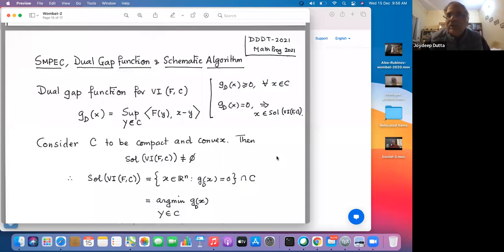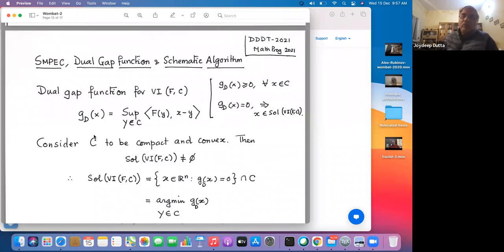So given a variational inequality problem, a gap function is a function which would always be non-negative over the set C, the feasible set of the VI. If the gap function G(x) is 0 at any point, then that point is a solution of the VI. And if the VI has a solution, then G(x) must be 0. So this is an if and only if. This is the nature of a gap function, and this is a very interesting gap function.